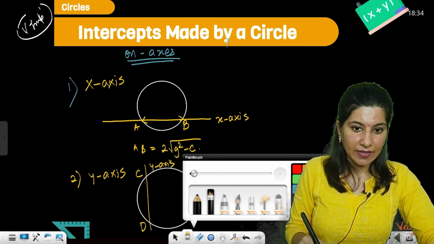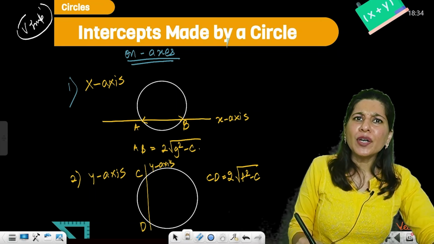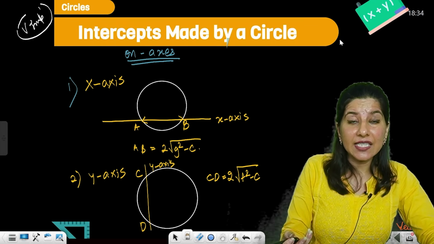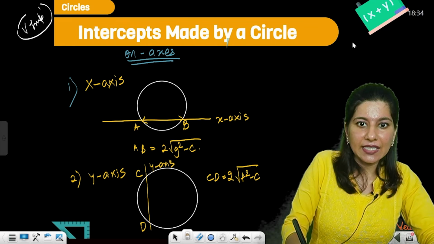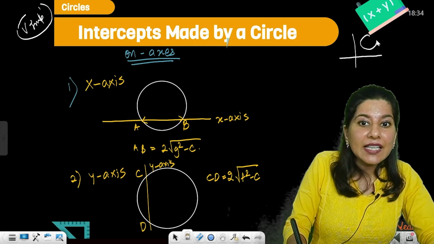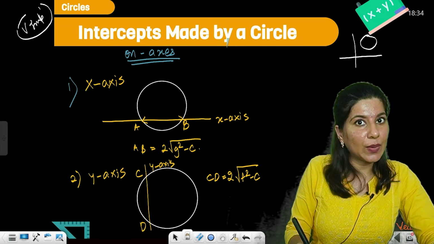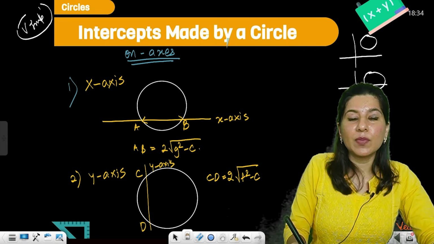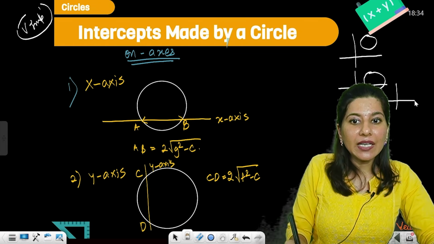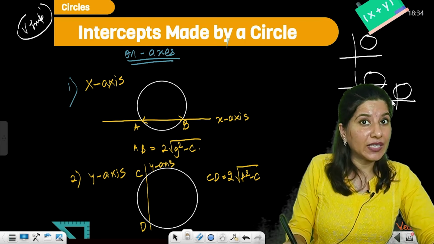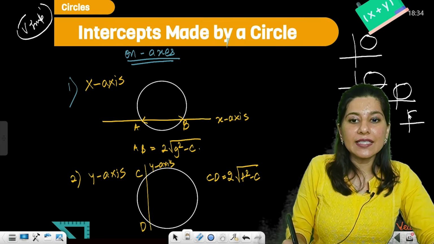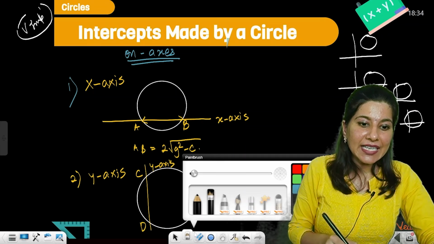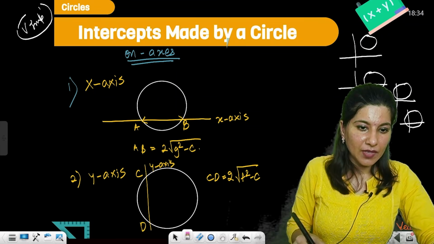Now, understand that it is not necessary that every time a circle is intersecting or intercepting the x and y axis. It can be like this, that it is neither intersecting the x-axis nor the y-axis. It can be that it is intercepting x but not y. It can be like this, that it is intercepting only y. It can be like this, that it is intercepting both. Okay. So, in that case, what will happen with this formula?